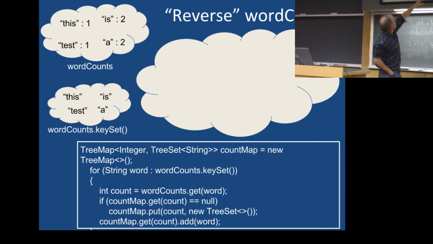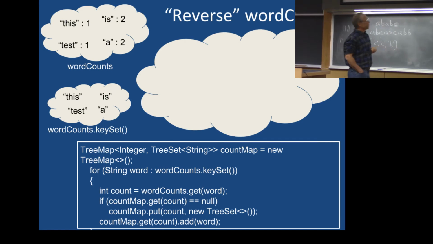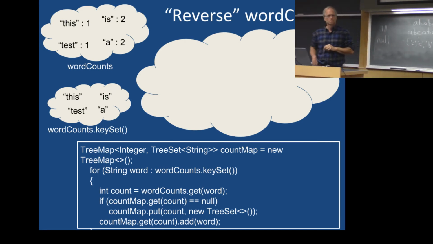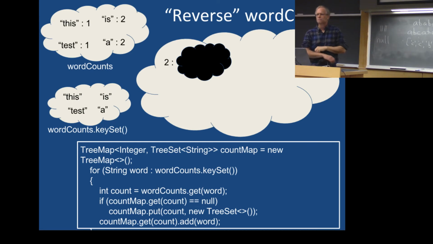Then we're going to go into count map, which is this thing over here. So that's word counts up there. Count map is the thing we're creating. And we're going to look up 2. What are we going to get back? No. Null. There's just nothing in it yet. So we get back null. And so what we do is put 2 into the map with an empty set as its value. Yeah. So that statement inside the if puts 2 into the map, mapped to the empty set, which is a cloud with nothing in it. Then we fall through the if. What does that last statement do?